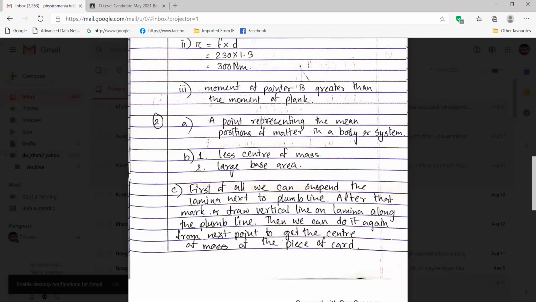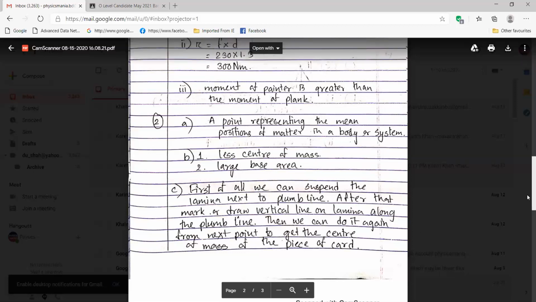How to get the center of mass of a lamina, right? First of all, we can suspend the lamina next to a plumb line. After that, mark or draw a vertical line on the lamina along the plumb line. Then we can do it again from the next point to get the center of mass of the piece of card.